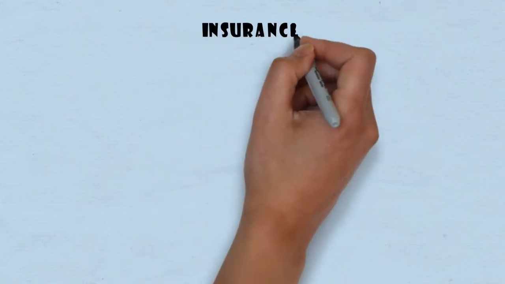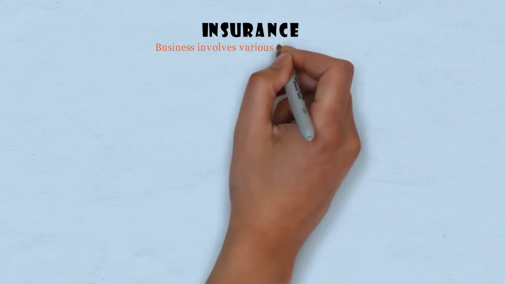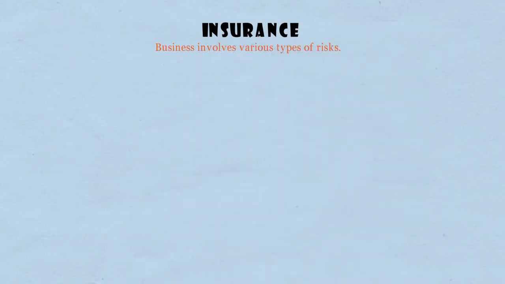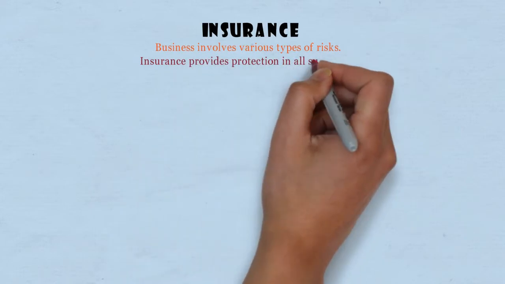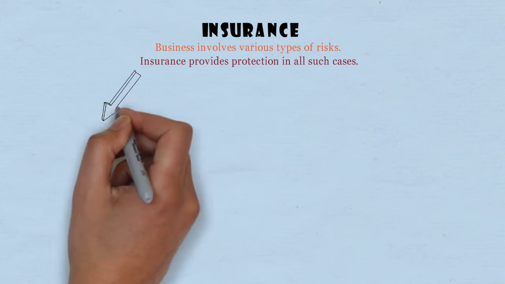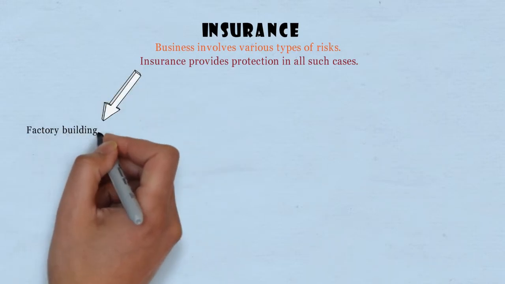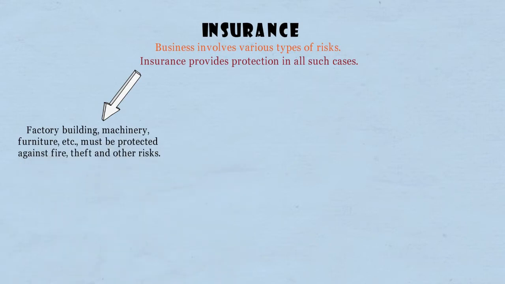The next type of auxiliary to trade is insurance. Business involves various kinds of risk. Thus, insurance provides protection in all such cases. Let's understand these cases. Factory building, machinery, furniture, etc. must be protected against fire, theft and other risks.